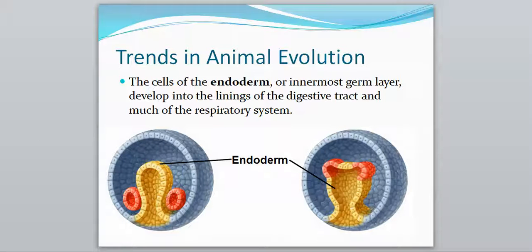The first layer that develops are the cells of the endoderm, and these are the innermost layer. Endo, inside, innermost germ layer, and these develop into the linings of the digestive tract and much of the respiratory system. If you look at our picture, they form the inside, the yellow, and they're going to form things like the digestive tract and the respiratory system.